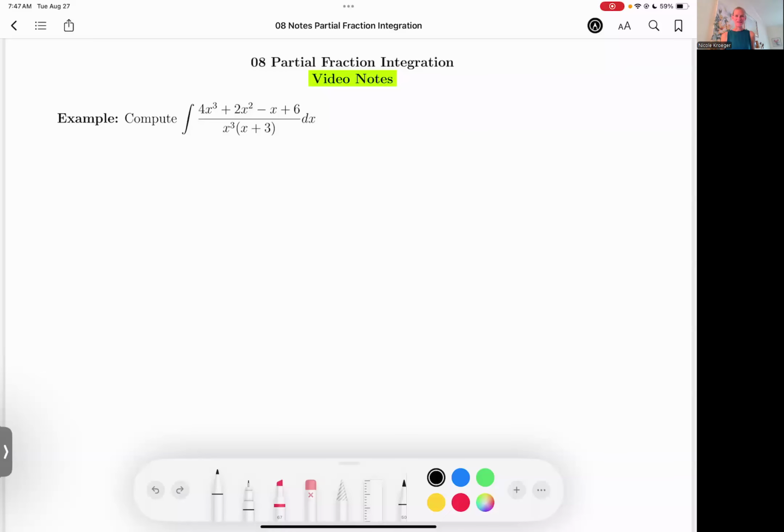We're going to do more partial fractions, and really we're not actually going to do anything different than we did last class. We're just going to do another example. We will actually do the integration step here as well.